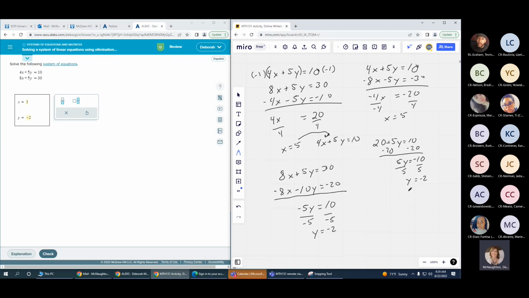So I'm hoping you guys see there's multiple ways to solve these. It's kind of an art to pick which one works best for you.